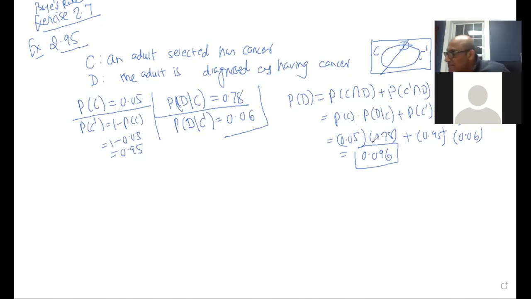What is the probability that the adult over 40 years of age is diagnosed as having the cancer? Is diagnosed as having the cancer, right? So that is equal to 0.1.